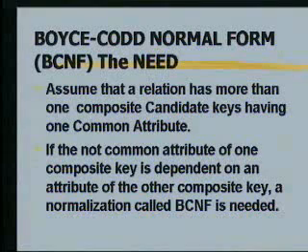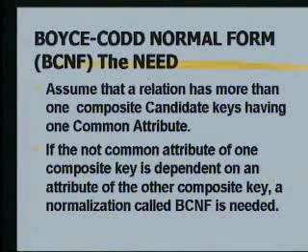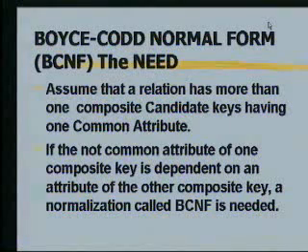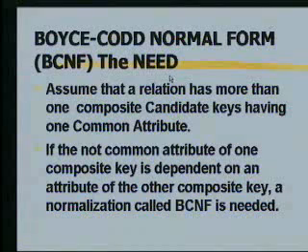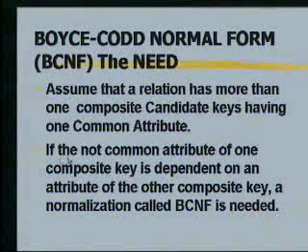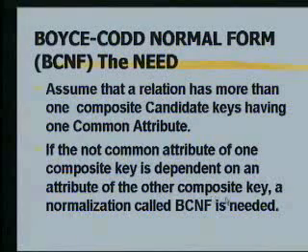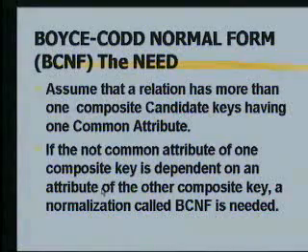However, a more rigid and defined form of 3NF happens to be BCNF, and in BCNF the basic assumption is that the relation has more than one composite candidate key having one common attribute. If there is such a case, and non-common attributes of one composite key are dependent on an attribute of the other composite key, then a normalization called BCNF is needed.